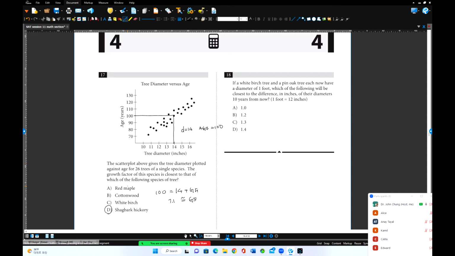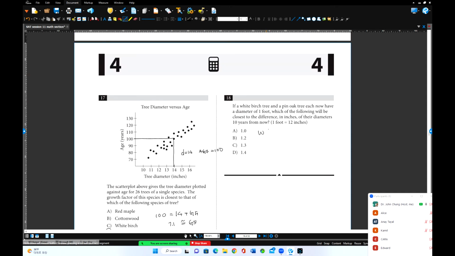Alright, the white birch tree and the pin oak tree each now have a diameter of 1 foot. White birch tree and the pin oak, the diameter equals 1 foot. 1 foot is 12 inches. So which of the following will be closest to the difference in inches of their diameters 10 years from now? Okay, from here the diameter is 12, 10 years from now.